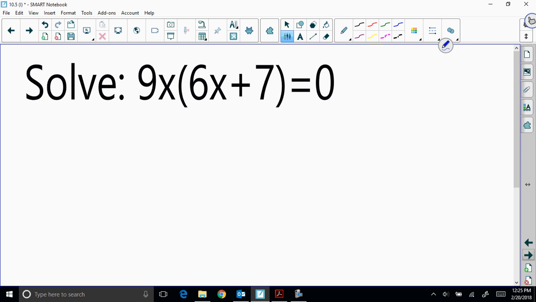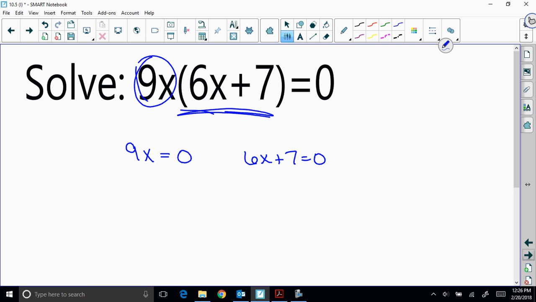Okay, now this one looks a little bit different. But the question is, are we still multiplying two quantities together? So is this still being multiplied by all of this? The answer is yes, because they're squeezed together. So I'm going to do the same idea. I'm going to still separate them. So I'm going to take 9x and set that equal to 0. And then I'm going to take 6x plus 7 and set it equal to 0.